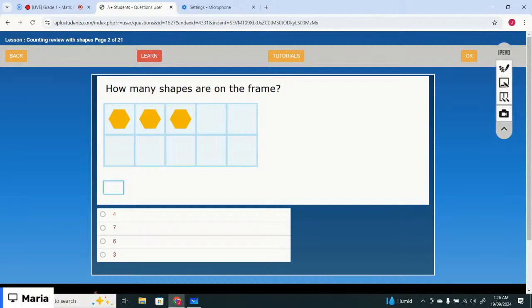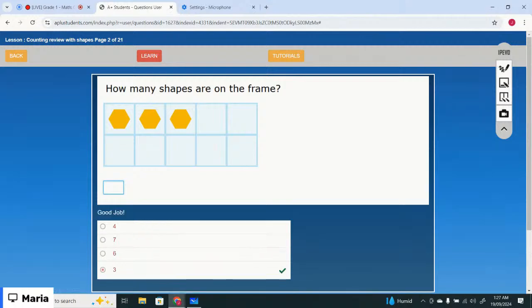How many shapes are on the frame? We need to count the shapes. So how many shapes do we have? Yes, you have only 3 shapes on the frame. That is 1, 2 and 3. So the correct option is 3. Here it is. 3 is the correct option.